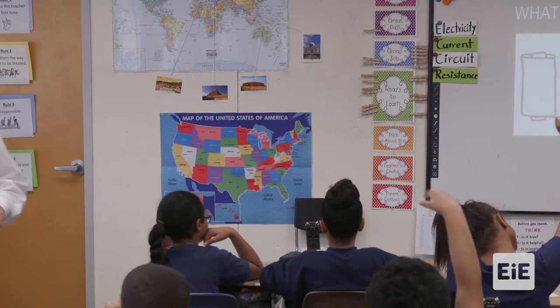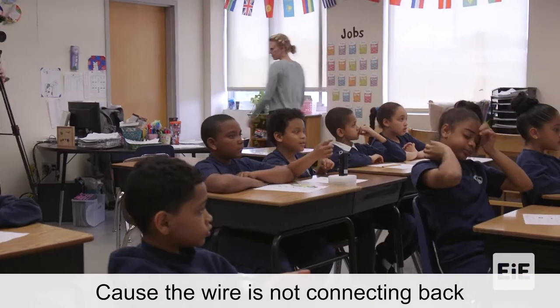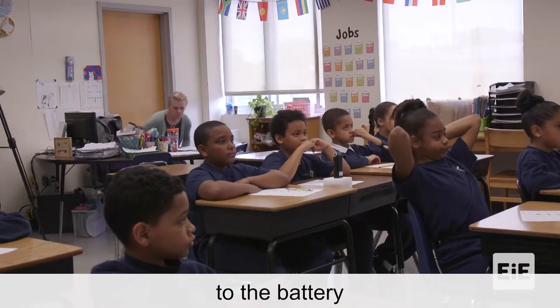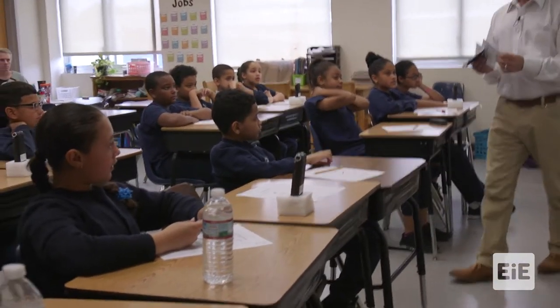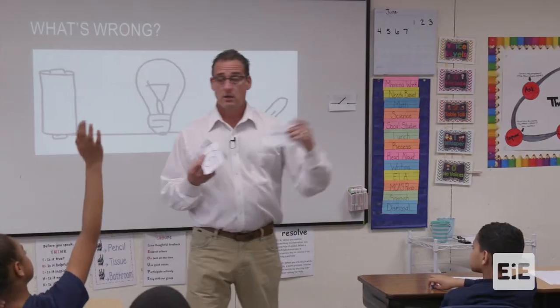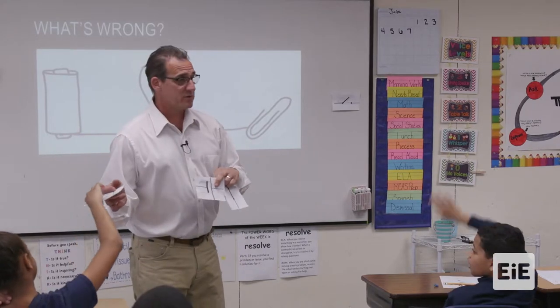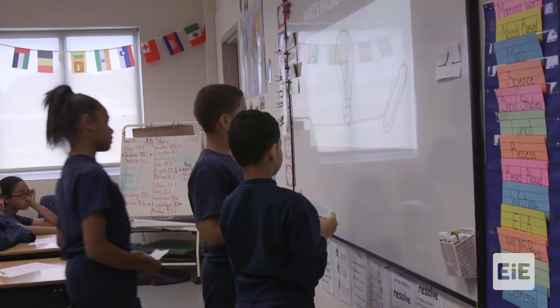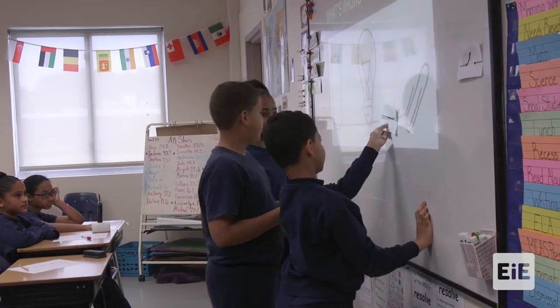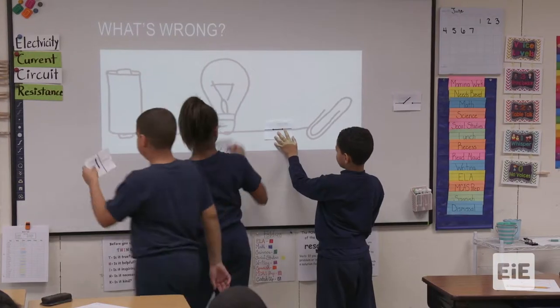Go ahead. Tell me why. Because the wire is not connecting back to the battery. Okay, the wire is not coming back to the battery. Can someone come up here, steal one of these symbols from me, and put it on the illustration to represent what's going on? Go ahead. Put it right on top or underneath whatever the drawing is. Good? That looks good?